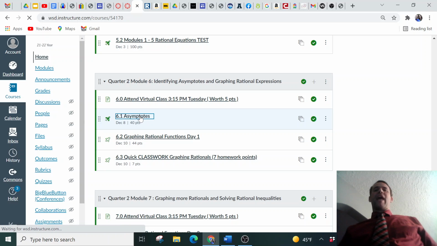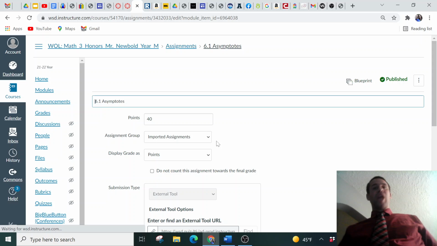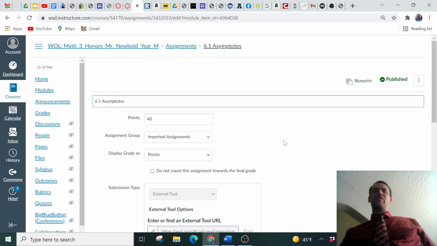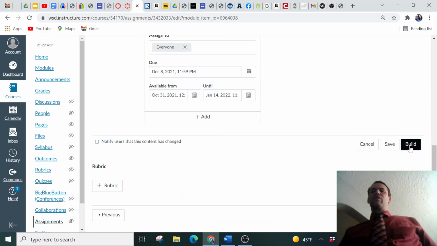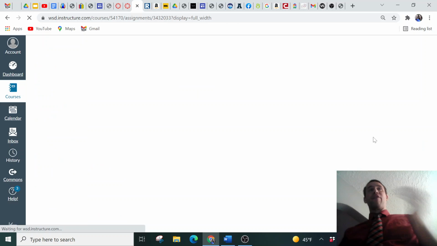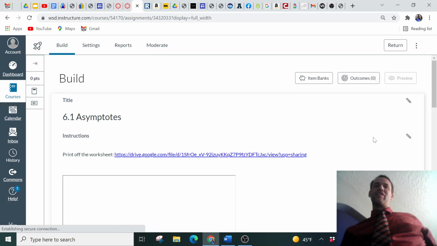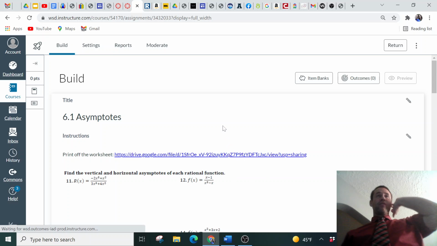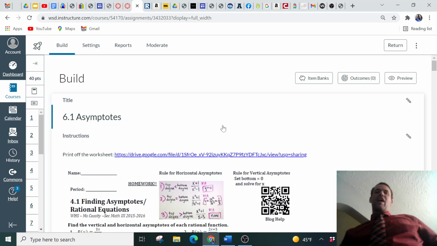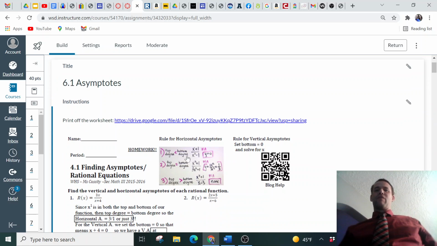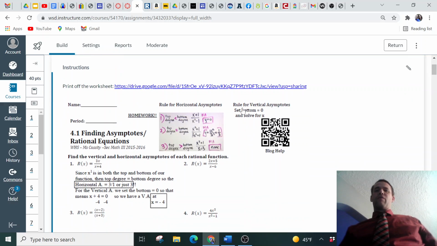So 6.1 asymptotes is about invisible lines, and those invisible lines stop the graph from going, like they're undefined in certain places. And previously we called it exclusions, and now those exclusions are going to be called vertical and horizontal asymptotes. So we have 2 rules going on here. The first rule for vertical asymptotes is you just set the bottom equal to 0 and solve for x.